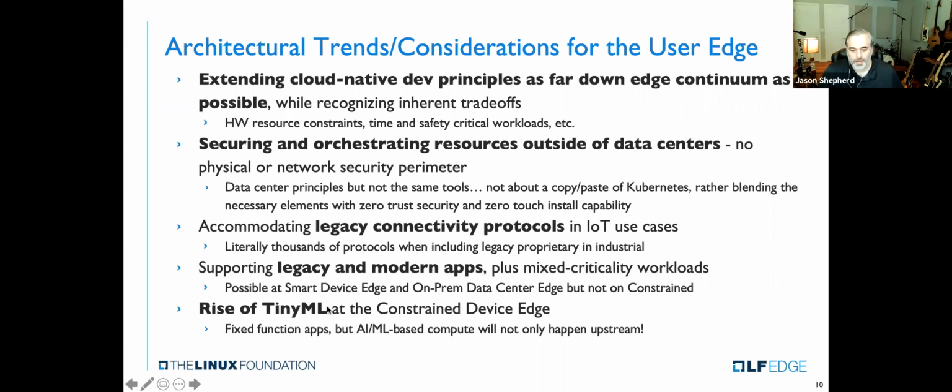And then, of course, we can't forget that not all compute happens on fancy servers in the back end. We're going to see more and more compute happening at the constrained device edge with things like tiny ML. Just in the past 6 months, we've seen a lot of people talking about that. Fixed function apps generally, but it's really important to think that compute is going to be happening everywhere across the continuum. It's just going to be different levels of compute based on the capability of those devices and systems.